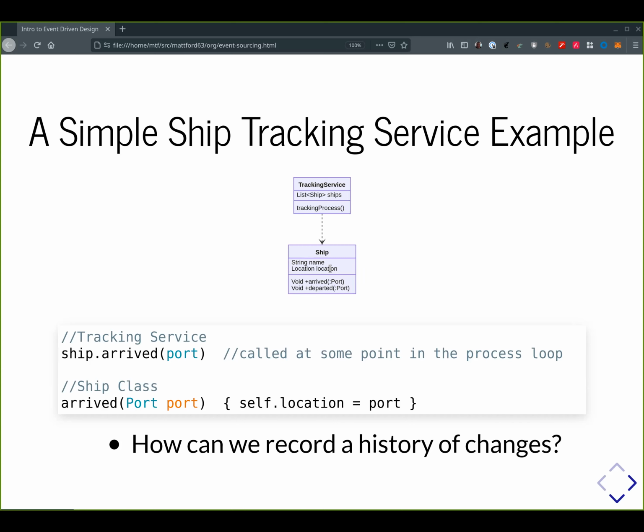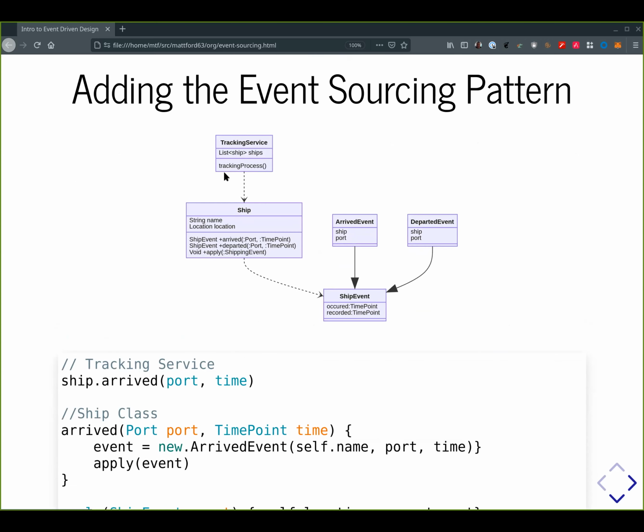Now there are lots of ways to do that, but the event sourcing pattern is this. There's no significant change to this tracking process loop, the thing that actually calls out to the ship object and says update the state. But what we have introduced is an arrived event, okay? And that's a layer of indirection. We can't quite see it on this one. Let's see if I can drag it down a bit. Oh, not quite.